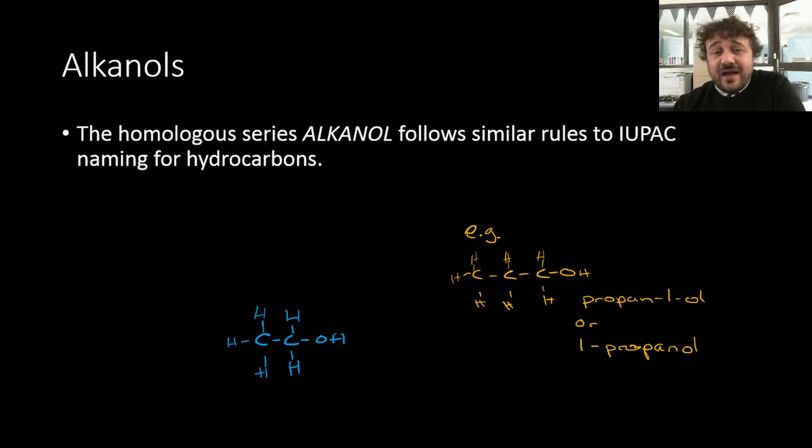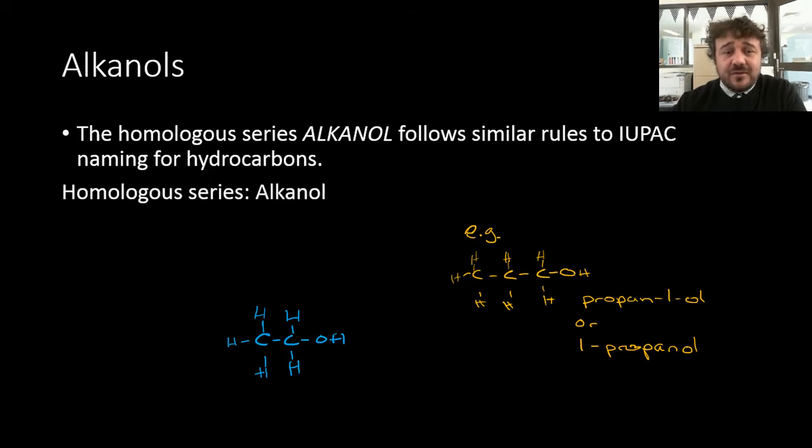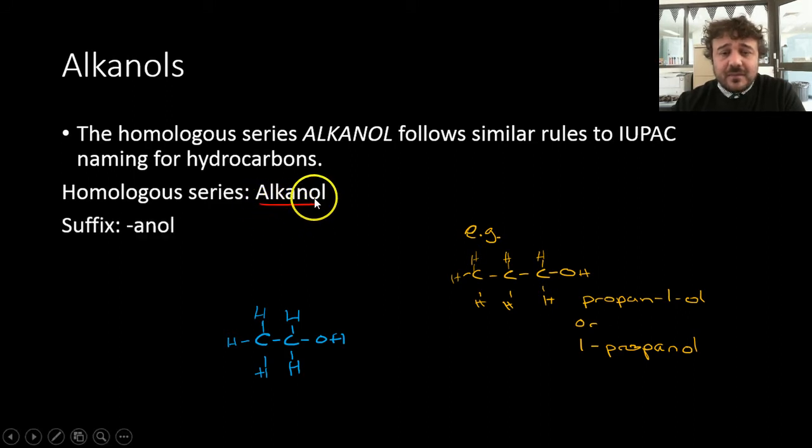The homologous series is alkanol. We say alkanol because we don't want to get it confused with alkenols and alkynols. They follow the same rules as the IUPAC names for hydrocarbons in general. The homologous series is alkanol, and the suffix is anol. And when we name this, given the new convention, this is where the number goes. It splits in the middle there.